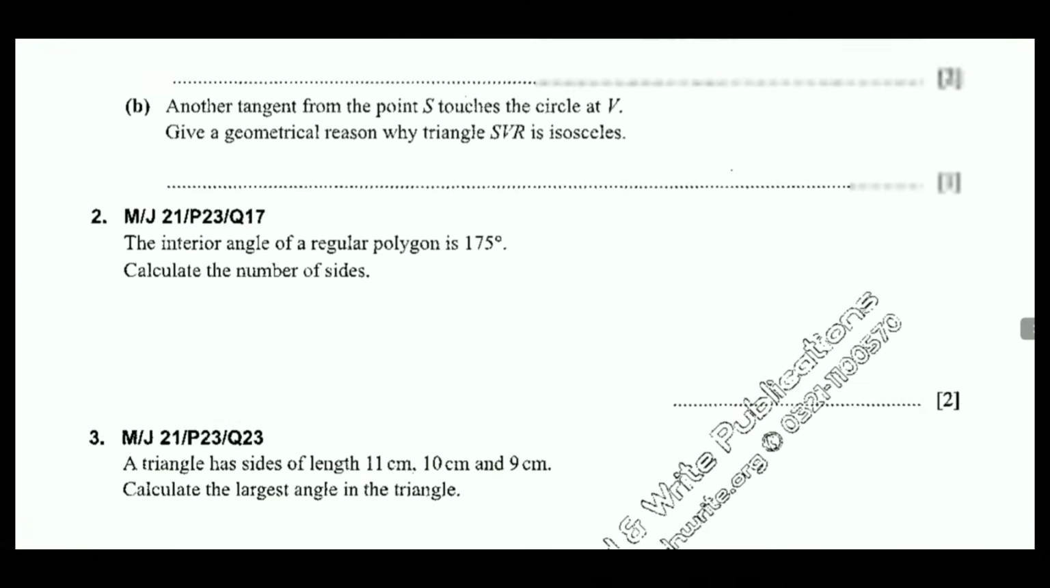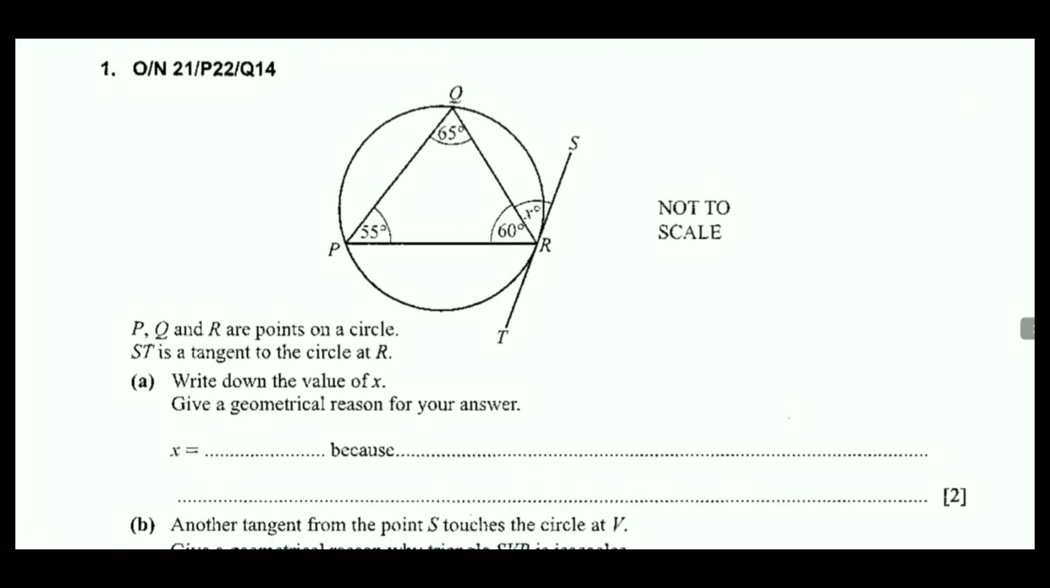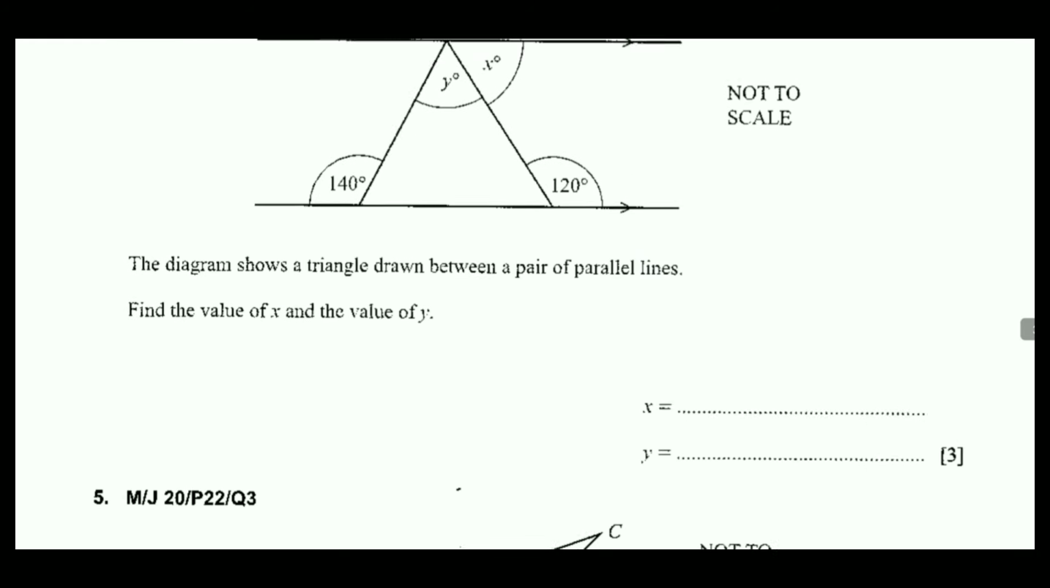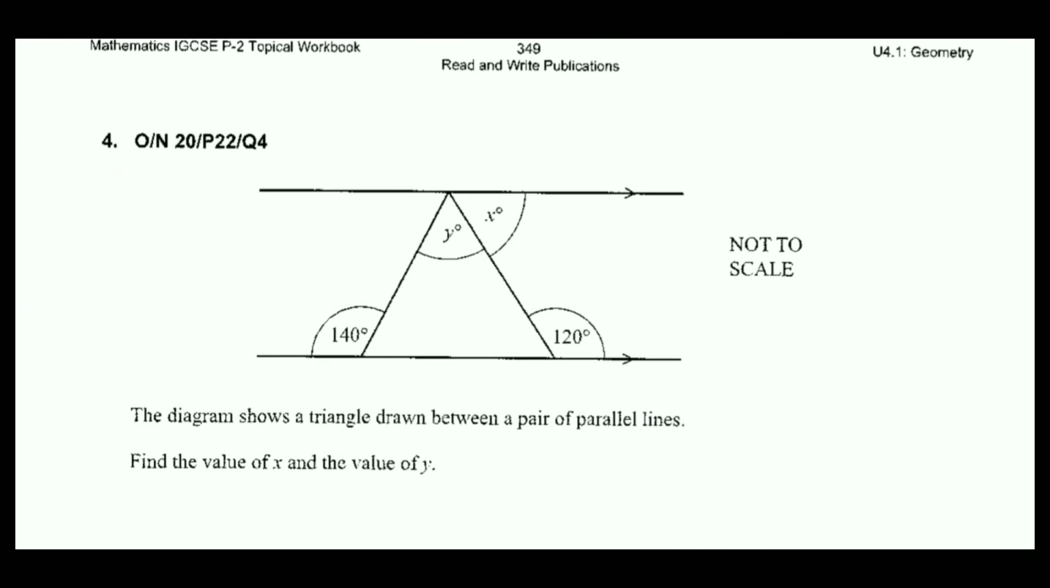So you can see this is the topic geometry, and I will solve all the related questions of angle properties. So we will start from question number 4. The diagram shows a triangle drawn between a pair of parallel lines. Find the values of x and y. So we have to check which property we can use here.